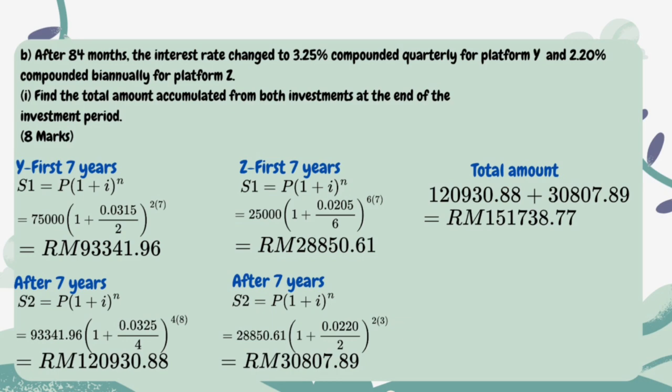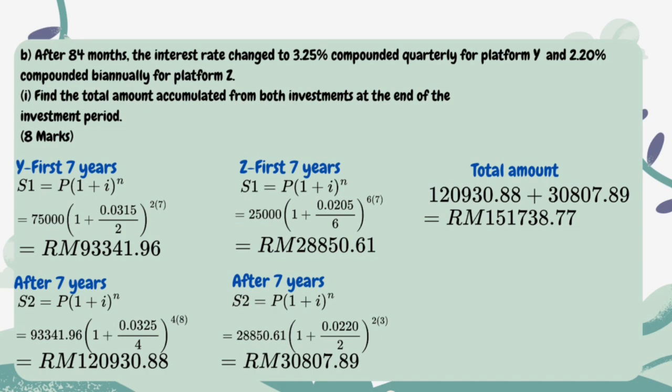First, the 7 years for Y. We need to use the formula S equal to P times (1 plus I) to the power of N. So 75,000 ringgit times (1 plus 0.0315 divided by 2), and the power of N is 14. And the answer is 93,341 ringgit and 97 cents.